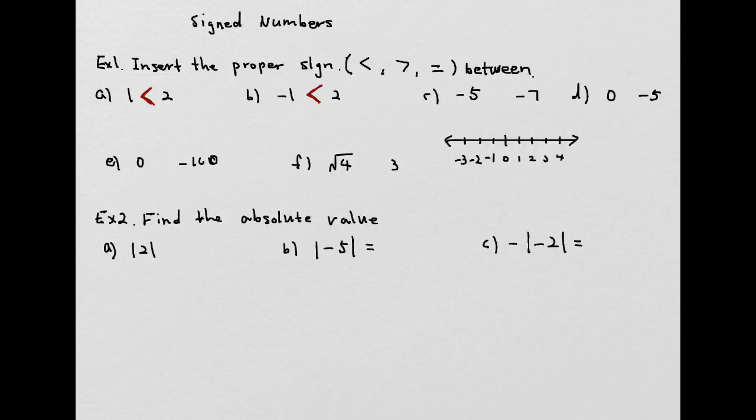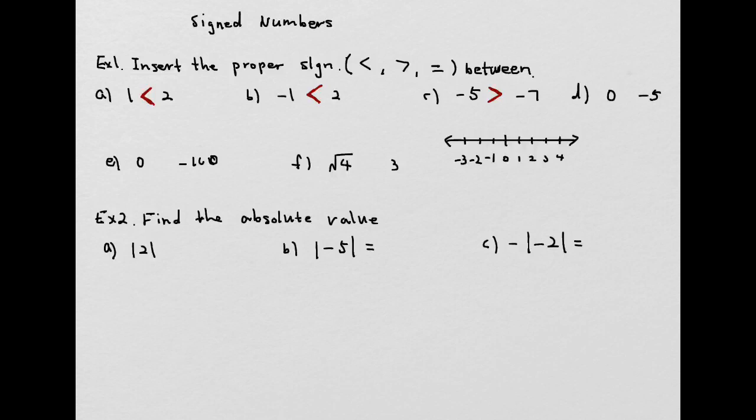And when we're looking at -5 and -7, -5 should be somewhere right here. -7 will be on the left side. So even though we know that 7 is larger than 5, when you have a negative attached to it, -7 becomes smaller because it will be on the left side. So the left side will be that direction. So -5 is greater than -7.